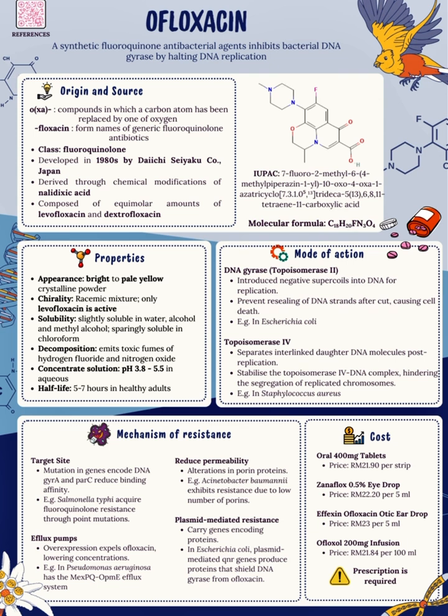There are four resistance mechanisms, and the first one is target site mutation. Changes in the genes encoding DNA gyrase and topoisomerase reduce drug binding. For example, Salmonella typhi uses this mechanism. This bacterium can acquire resistance via point mutation, making fluoroquinolone less effective.